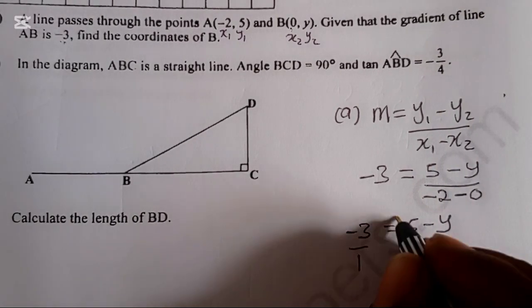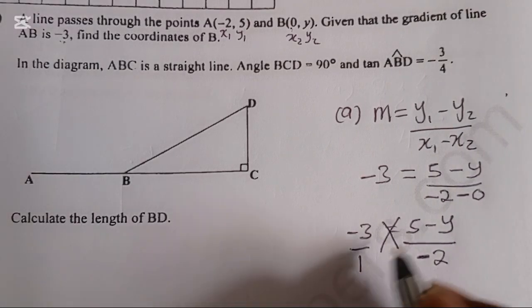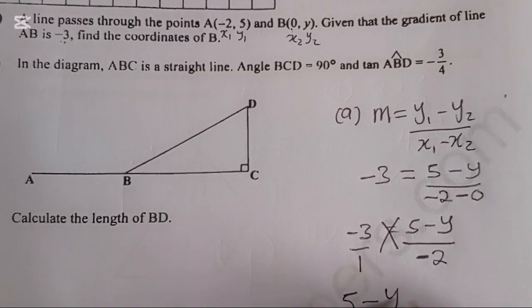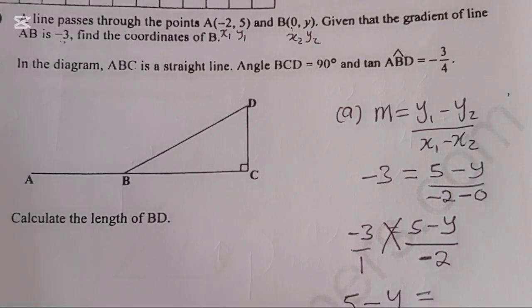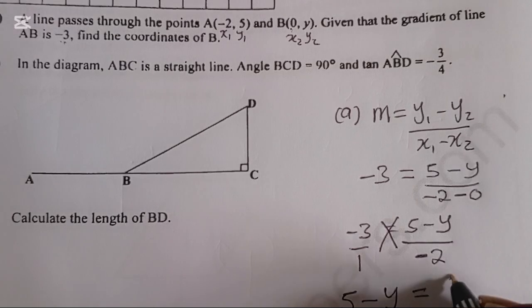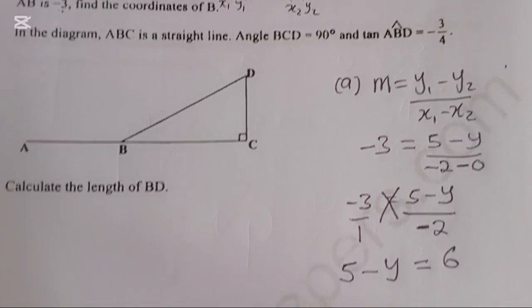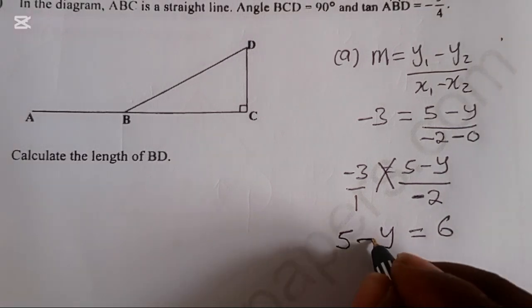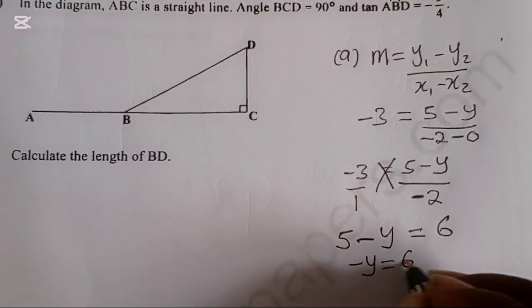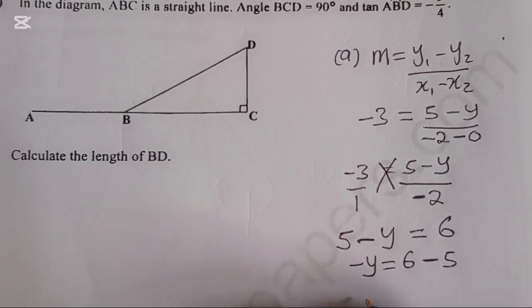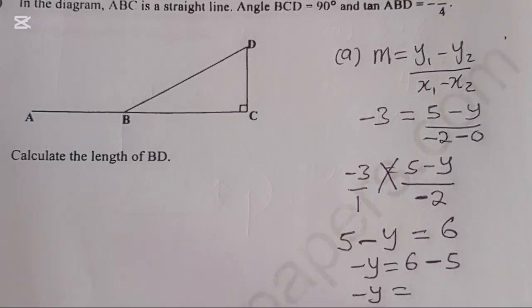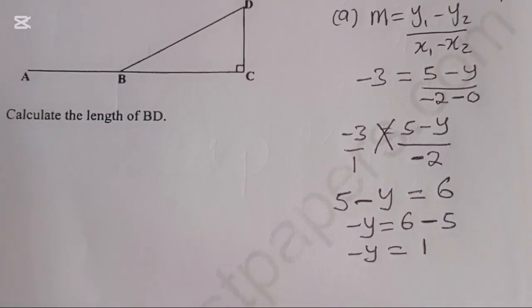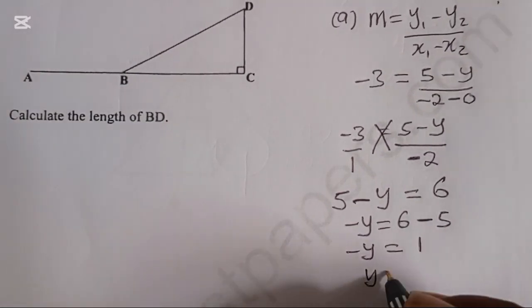So from there, I cross multiply. So 1 times 5 minus y is 5 minus y equals -3 times -2, it is positive 6. So from there, I'll collect the like terms. This remains as negative y equals 6 minus 5. So negative y is equal to 6 minus 5, that is 1. So the value for y is equal to.